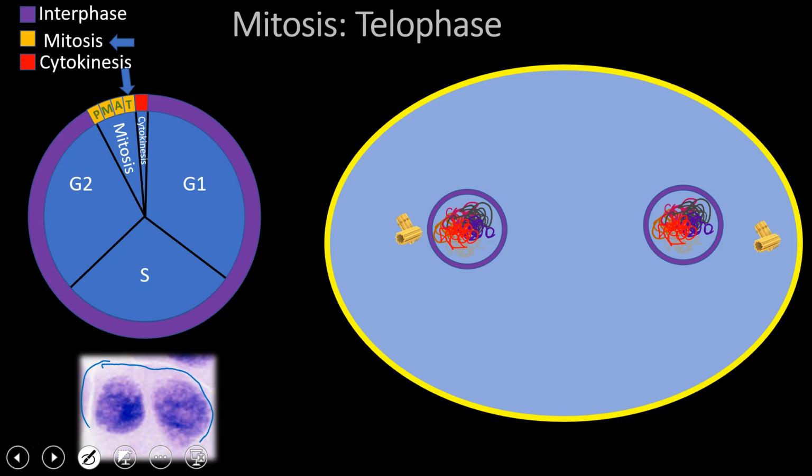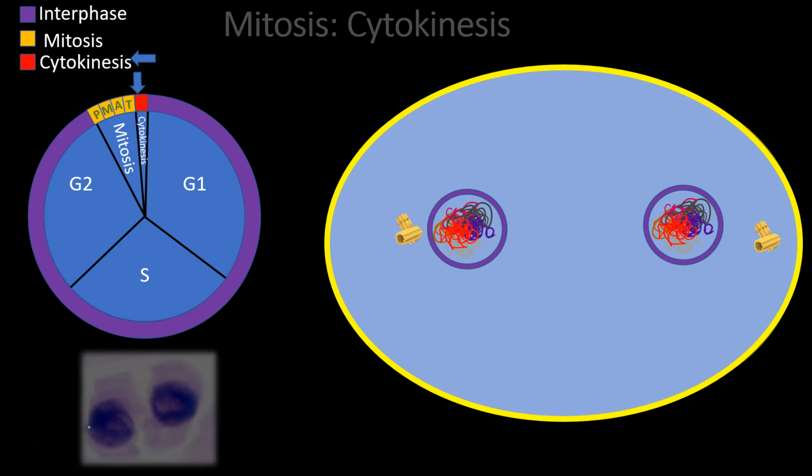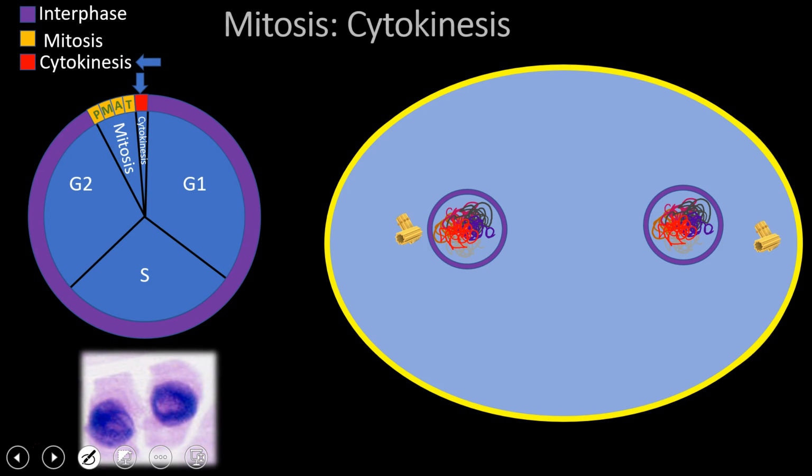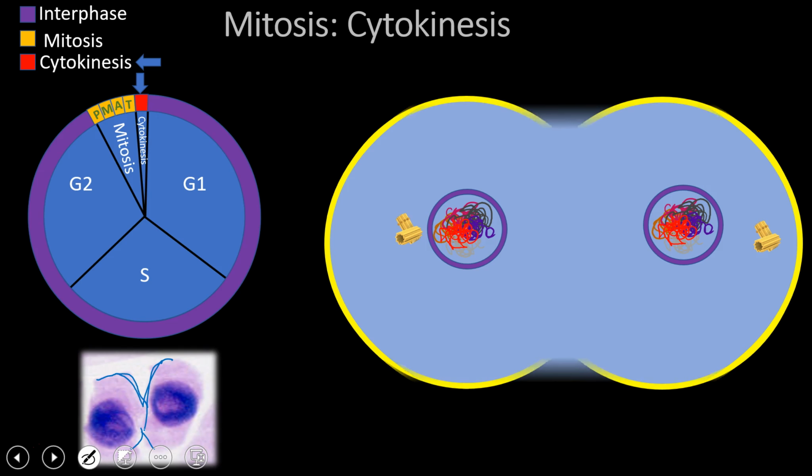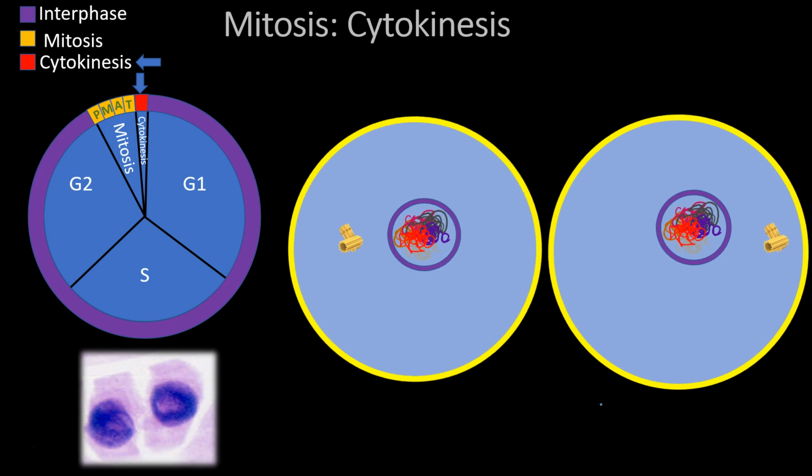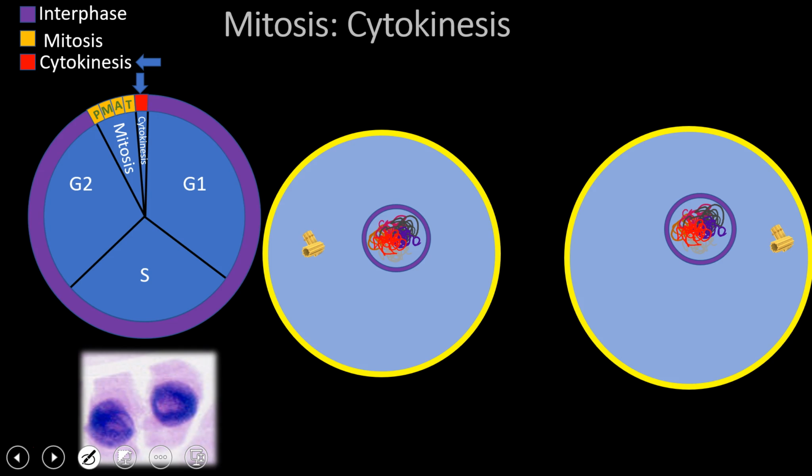Now when we go to cytokinesis, check this out. You could see that the cell membrane is starting to pinch in the middle. And this right here, this divot, that's called the cleavage furrow. And what's going to happen is that's going to continue to pinch all the way straight down the center until we get two separate cells. Okay, so this right here is the cleavage furrow. And finally, the cell splits into two cells, and each one is an identical copy of the other.